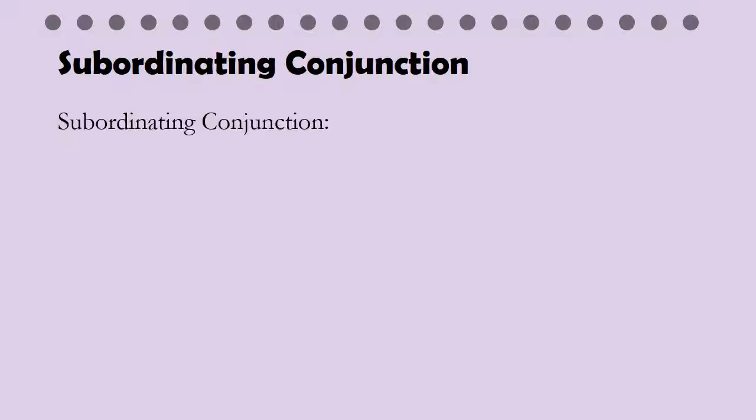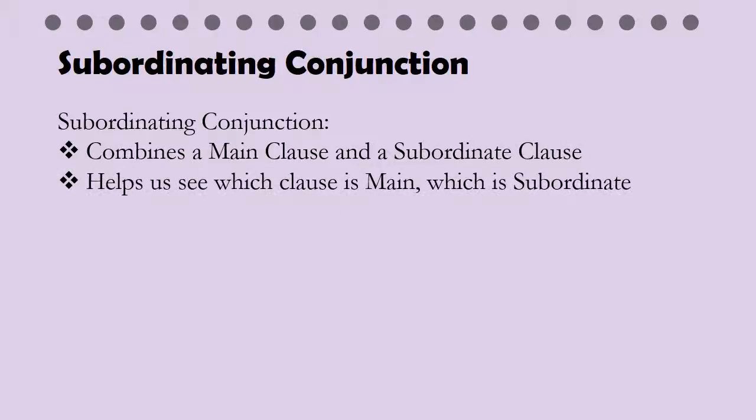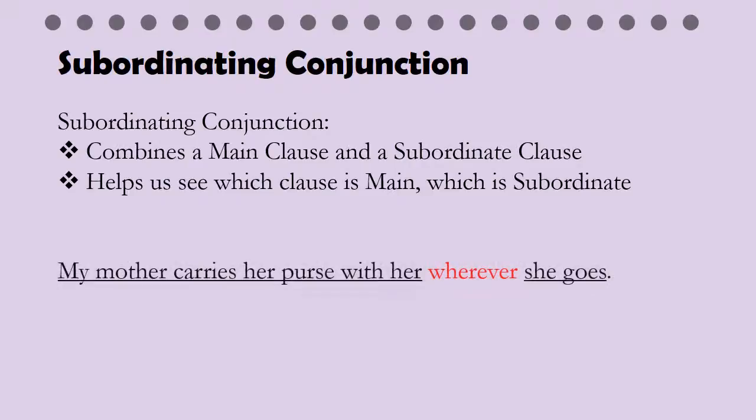A subordinating conjunction is unique because it combines a main clause and a subordinate clause. It also helps us distinguish which clause is main and which clause is subordinate. Let's look at that sentence we had before about my mother and her purse. Our conjunction here needs to be able to make sense of the main clause and subordinate clause being together.